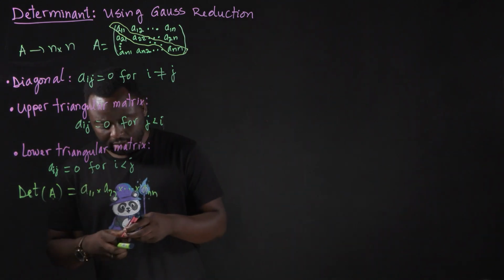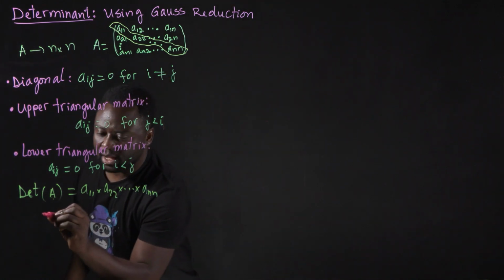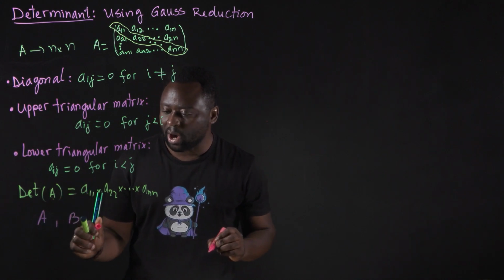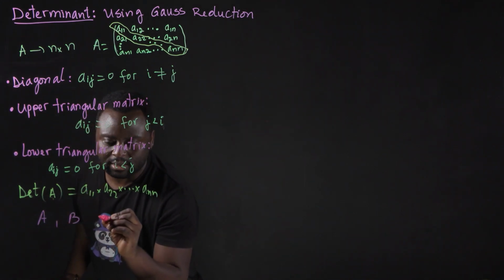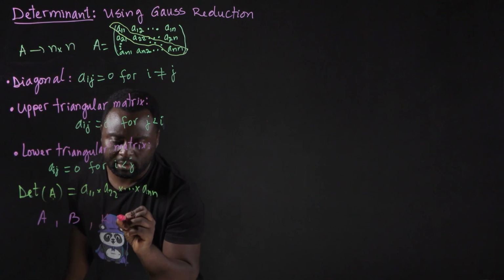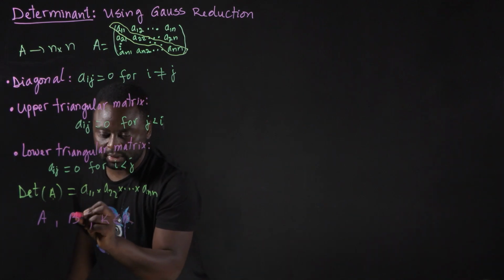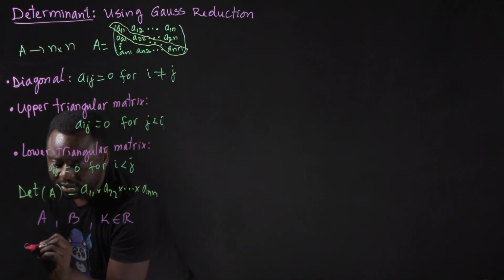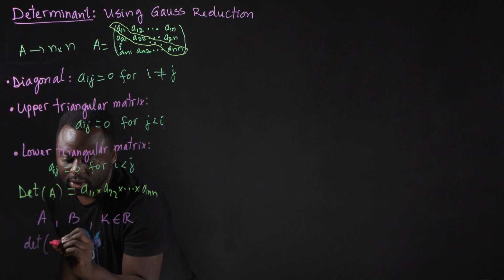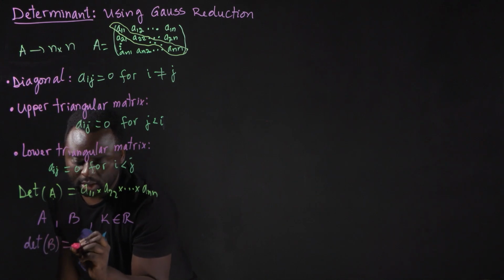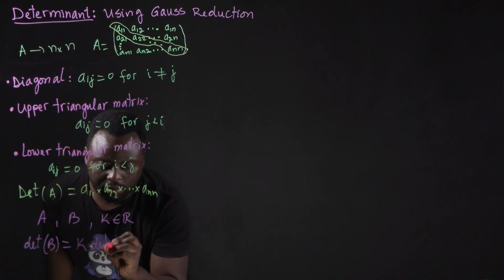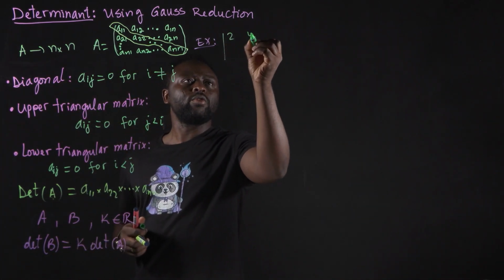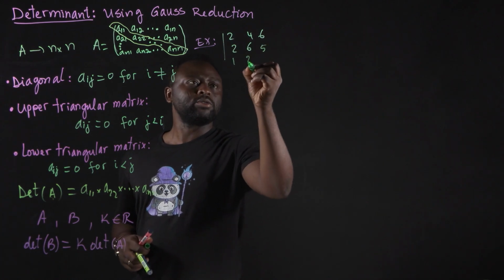What does that mean? If I have two matrices, A and B, such that B is obtained from A by scaling one row by k, then the determinant of B is equal to k times the determinant of A. To apply this, let's consider the following matrix: 2, 4, 6, 2, 6, 5, 1, 2, 7.